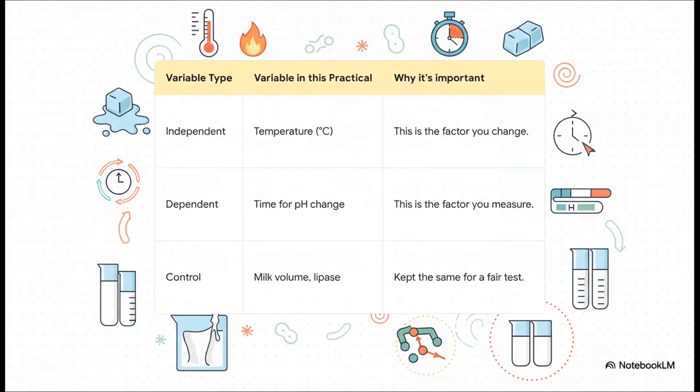Okay, before any experiment, we need to be crystal clear on our variables. The independent variable, that's the one we change on purpose, is the temperature. The dependent variable, the one we measure to get our results, is the time it takes for the pH to change. And, super important for getting marks, are our control variables. Things like the volume of milk and the concentration of the enzyme have to stay exactly the same. Why? Because if they don't, it's not a fair test and our results won't be valid.